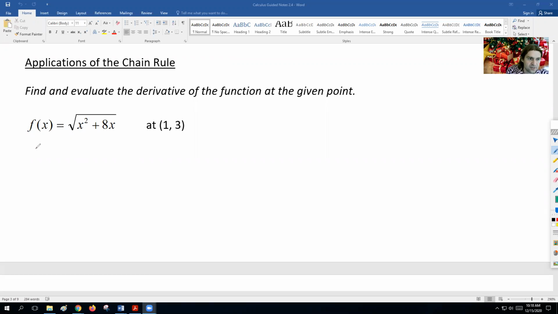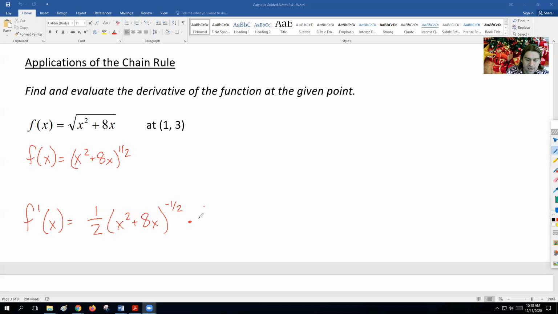So if we want to take the derivative of this, let's first change this to x squared plus 8x to the 1/2 power. So we got to take the derivative of this first. So the derivative, something to the 1/2 power would be 1/2 of that something to the negative 1/2 power. And then we're going to times by the derivative of the inside. The derivative of x squared plus 8x would be 2x plus 8.